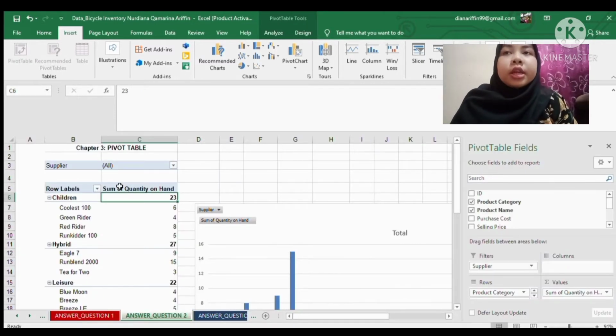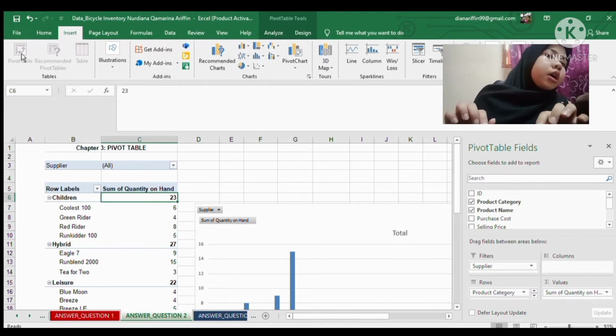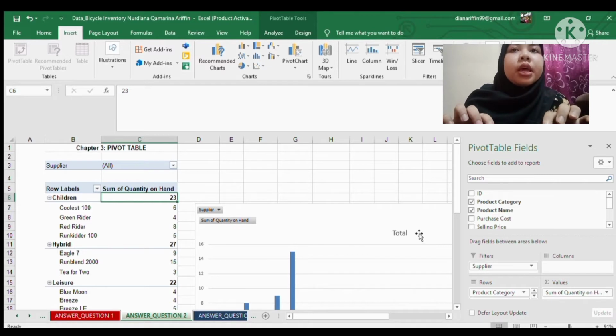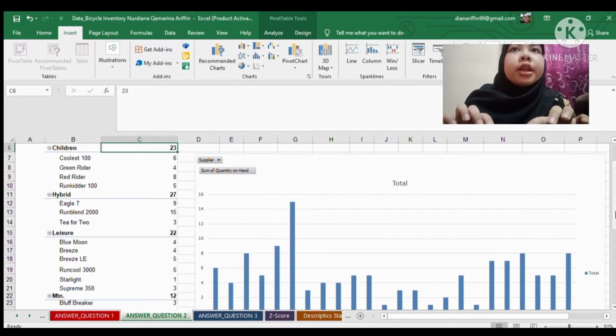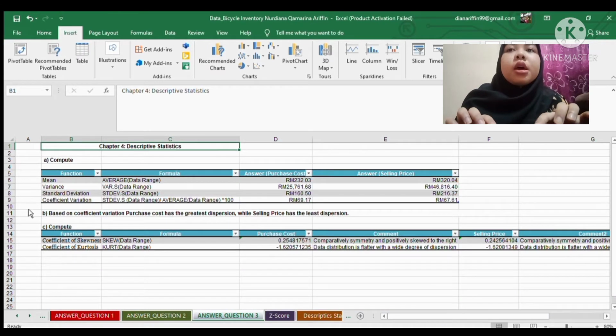Question 2, chapter 3, pivot table. First of all I'm gonna select all the data on the table. Then I go to the insert and pivot table. After that I put value as quantity on hand, and for the rows I put the categories and product name, and then I put a filter which is a supplier to make it easy for customers to look at what supplier they want. And then for the graph I go to the insert, then I go to the recommended chart, then pick the pivot chart.